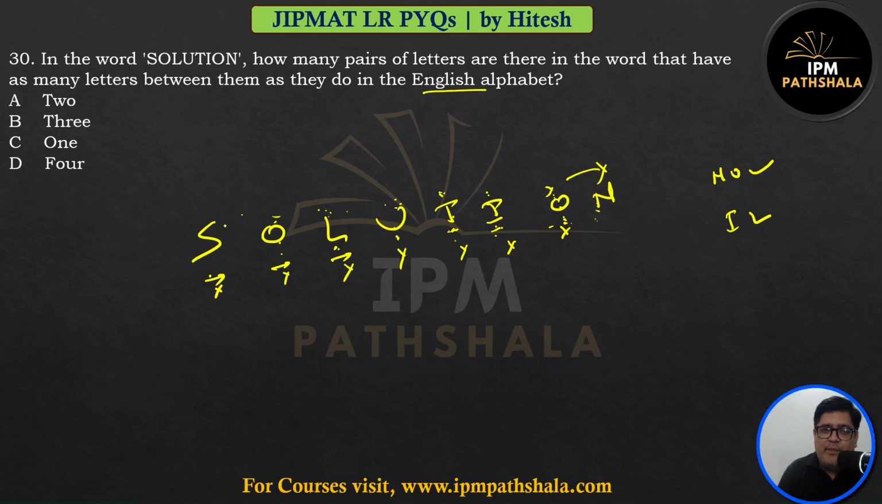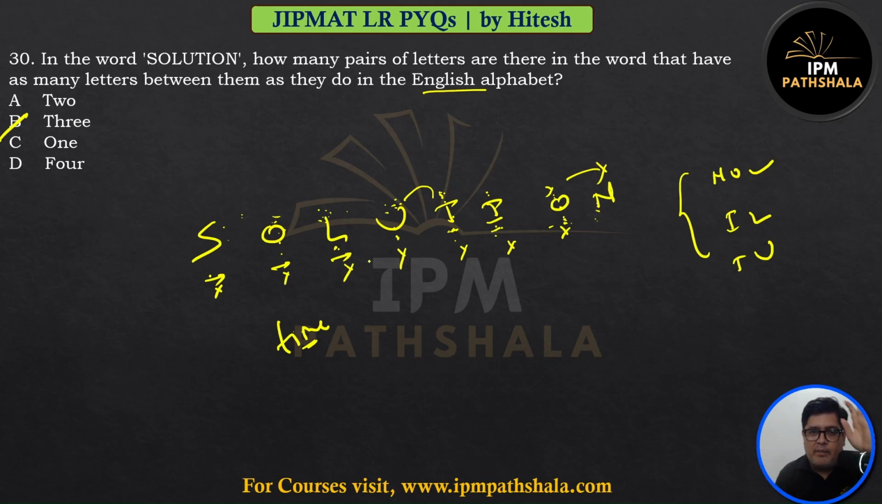L, M, N, T, U. T, U, V, W, X. U, V, W, X. L, M, N, O, P. There are three such pairs that we can observe that have the same alphabet between them. I personally feel this one takes a little more time because you have to go forward and then come back.